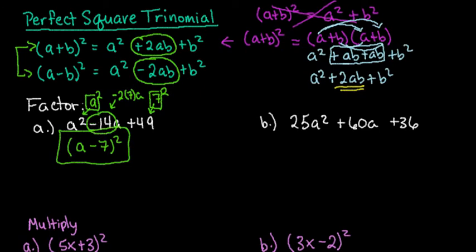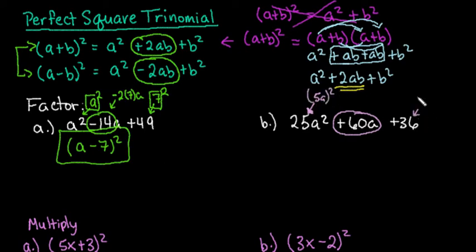Okay, so let's look at another example. This one's a little bit harder. For this one, we can see that the middle term is positive. So if either of these rules apply, it would be the first one, since we do have a positive value in the middle. And so we want to look to see, is this a perfect square? Well, yes, 25a squared is really (5a) squared.